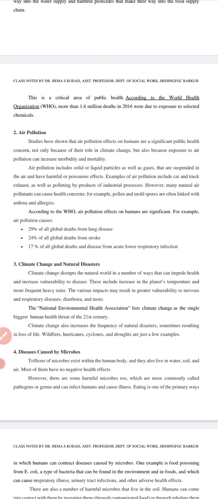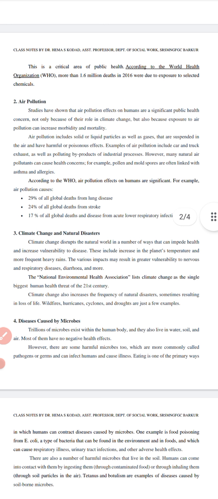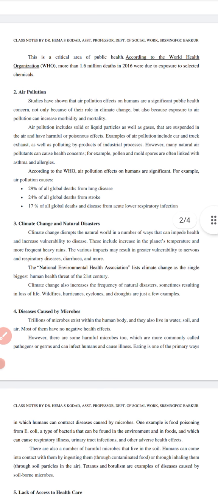According to the WHO, air pollution effects on humans are quite significant, and the figures given by WHO are that 29% of all global deaths occur from lung diseases, 24% of all global deaths are from stroke, and 17% of all global deaths and disease are from acute lower respiratory infection, which is a result of air pollution.